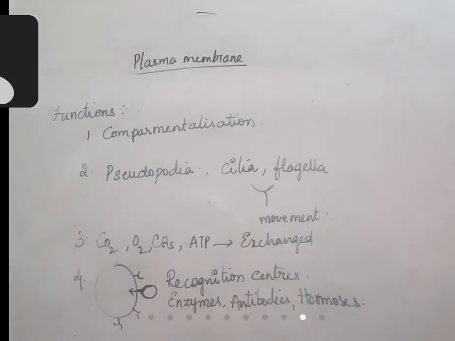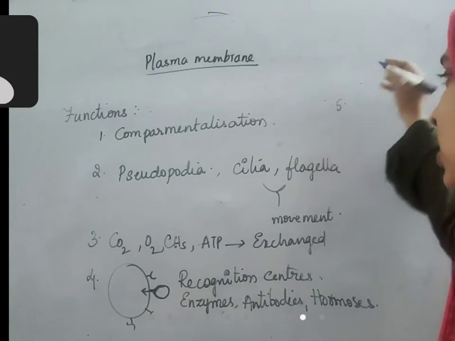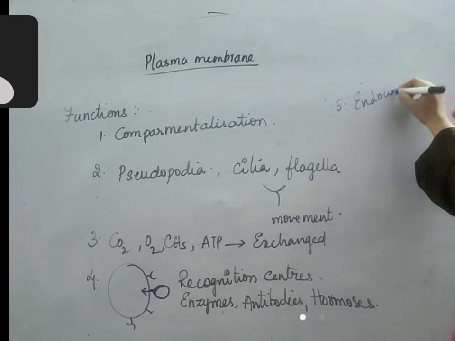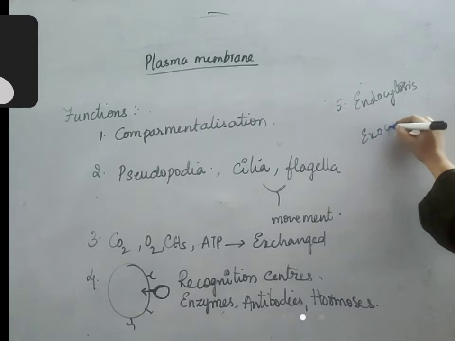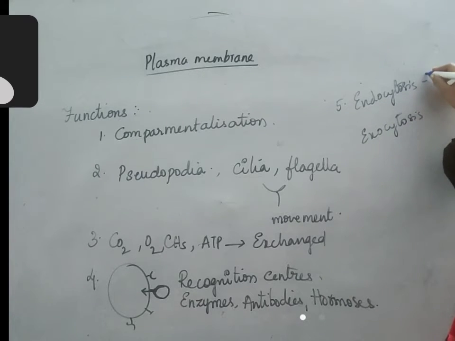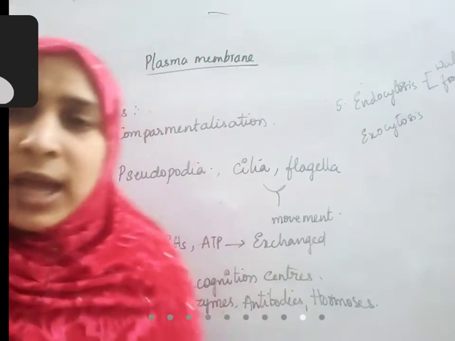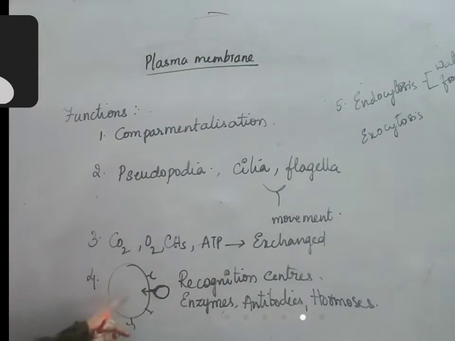It also helps in endocytosis and exocytosis. One more function: endocytosis, exocytosis. Endocytosis can be the engulfing of a water molecule, or it can be the engulfing of a food molecule. Some molecules that enter inside are engulfed by this plasma membrane and go inside. That process is called endocytosis.